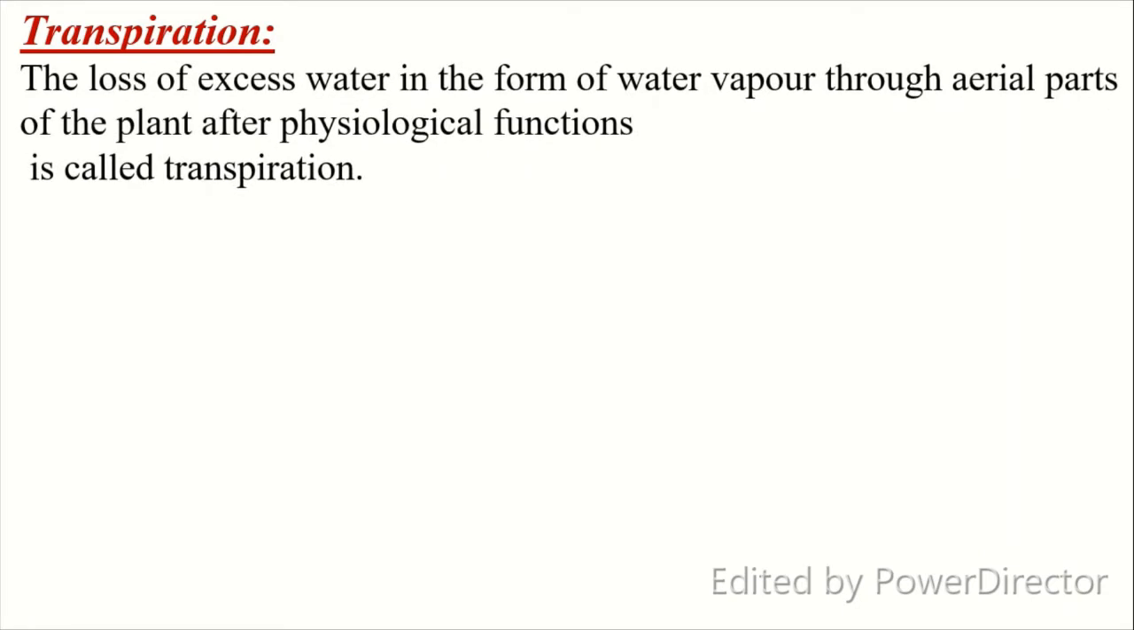So we can say that the loss of excess water in the form of water vapor through aerial parts of the plants after physiological function is called transpiration. Here the aerial parts means the small openings of the plant through which water is released.